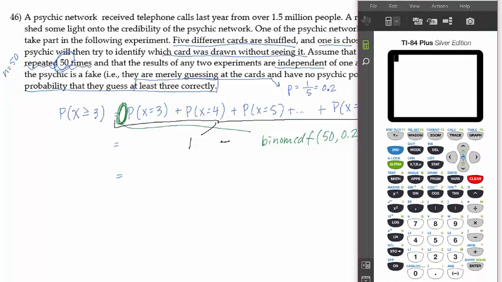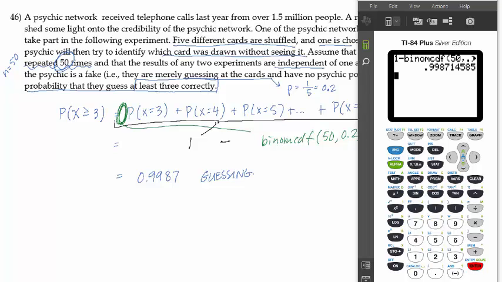So let's pull in the calculator here. 1 minus the binomial CDF, 50 trials, p-value of 0.2, and an x-value of 2. That's the one that we are getting rid of, right? We're subtracting it, so we're going to subtract the 2. The probability is 0.9987.